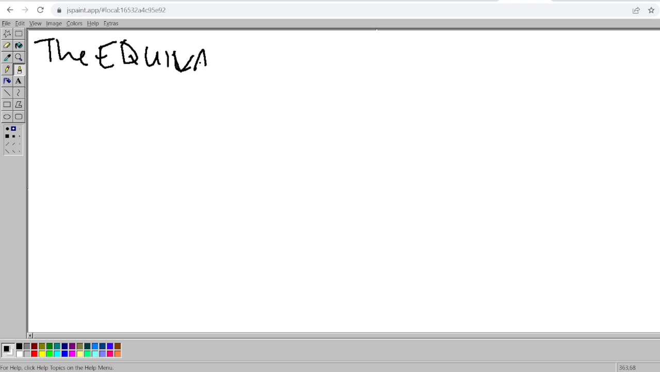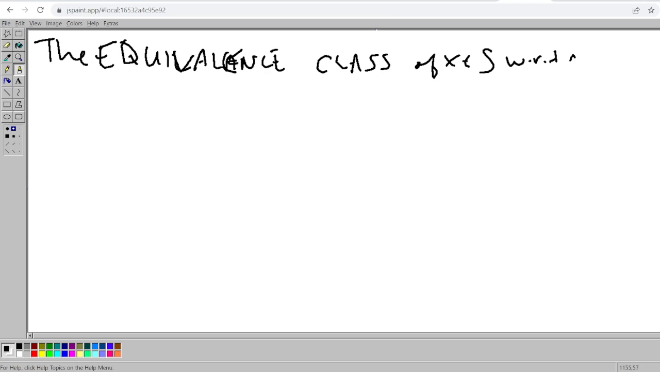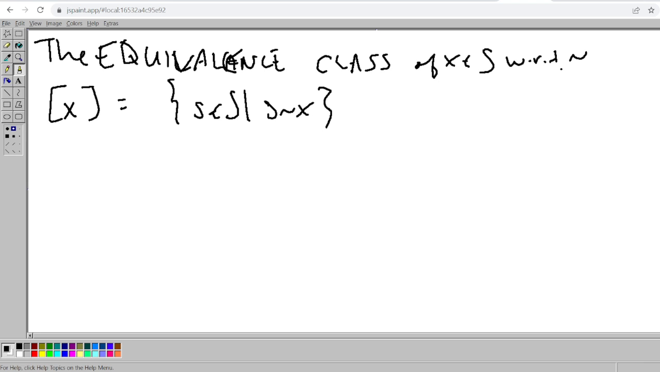The equivalence class of x in S with respect to tilde is identified as [x] equals the set of s in S such that s relates to x. What does that mean? Okay, so I can do an example immediately.